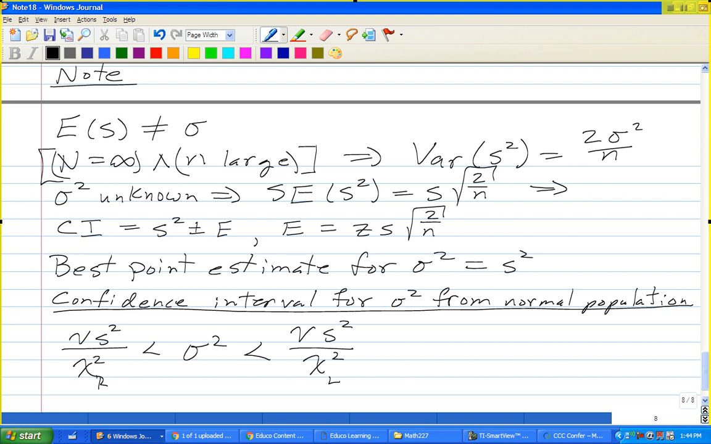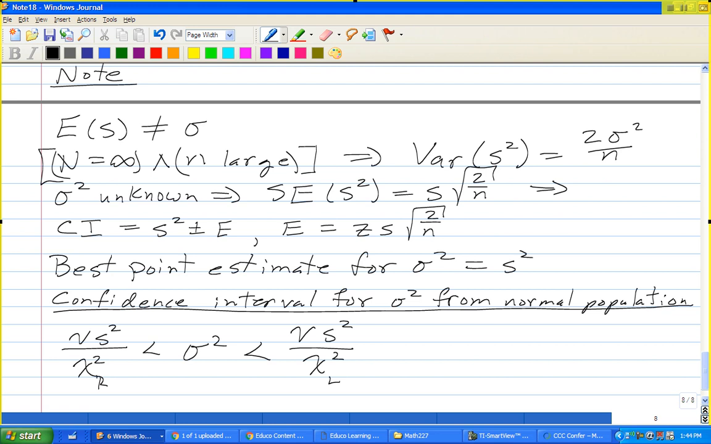Please note that you must assume that we have a simple random sample, and the population must be normally distributed. And this is true even for large sample sizes. And so you can't be very far from normality in order to use a lot of these things that we're doing in this section. Okay.